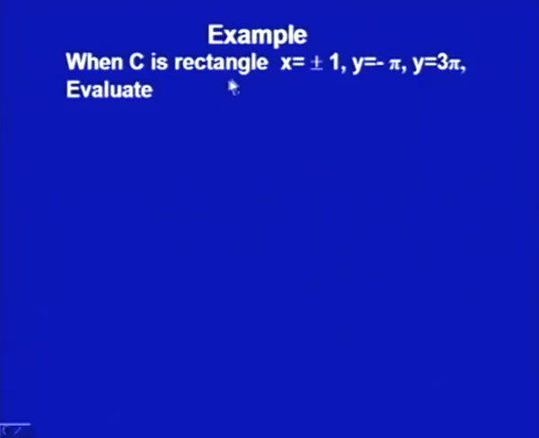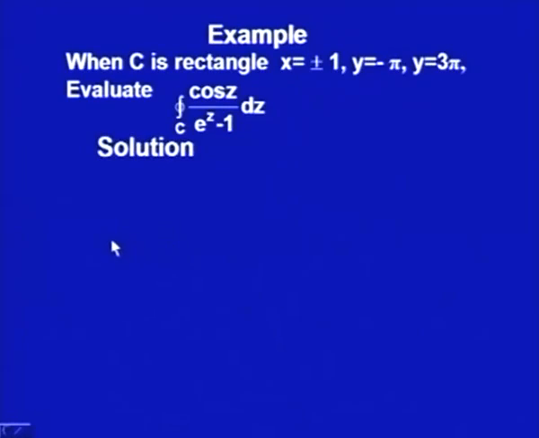When C is the rectangle x equal to plus minus 1, y equal to minus pi and y equal to 3 pi, then evaluate the integral of cos z upon e to the power z minus 1 dz. So, now you see we are not having any circle or given curve; our contour is a rectangle. Again, when we talk about a closed contour, as a convention, without writing it here, we would be talking about the positive direction, that is counterclockwise.